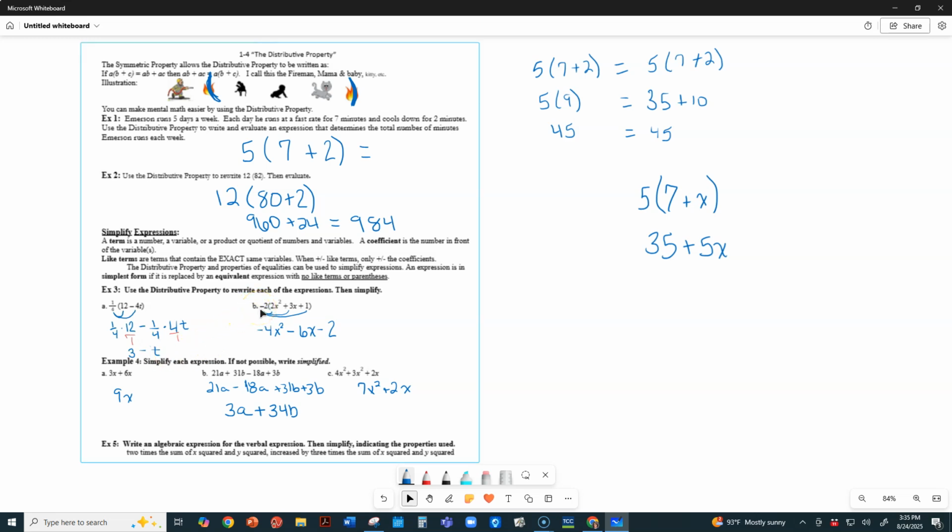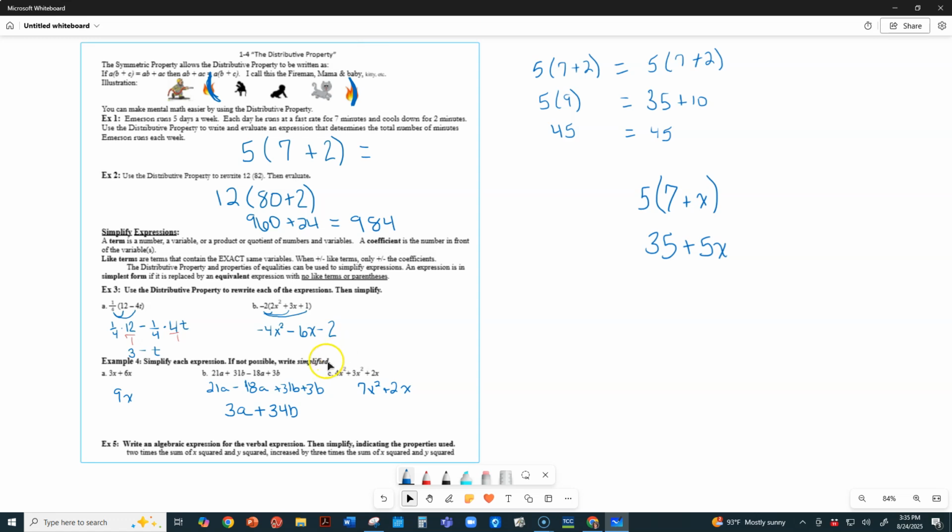Distribute the -2. -2 times +2 is -4. -2 times +3 is -6. And -2 times +1 is -2. Since this -2 out in front did not have a variable, all the variables inside the parentheses just stayed the same. They didn't change. Okay, here they wanted you to simplify.